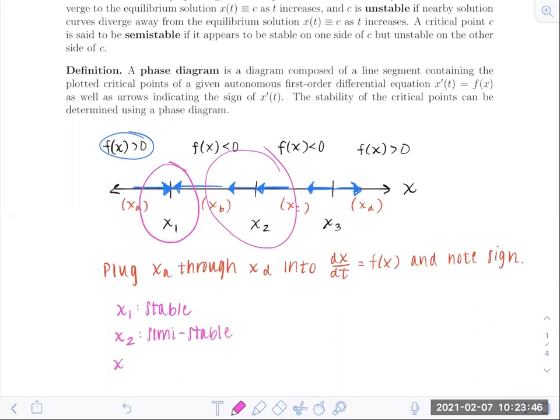And at x3 here, both of our arrows are pointing away from x3. So that means our solution curves are diverging away from it. So that would be unstable. So this is just a general diagram of how you're going to set up these phase diagrams, but they're very quick and very efficient at classifying the stability of critical points.